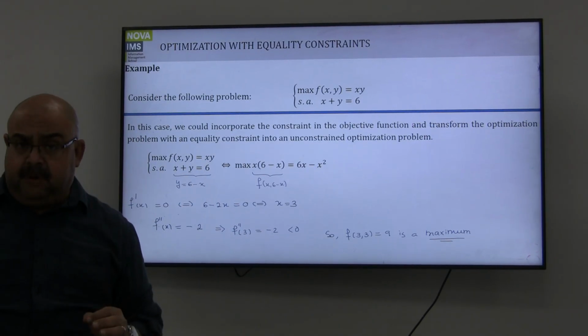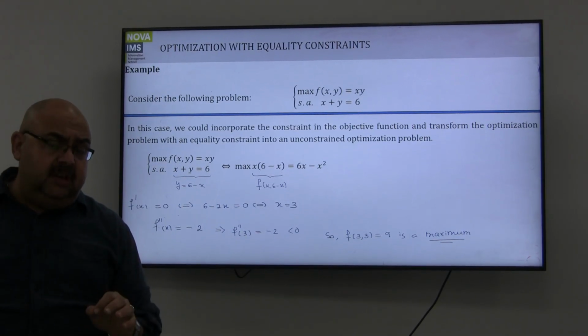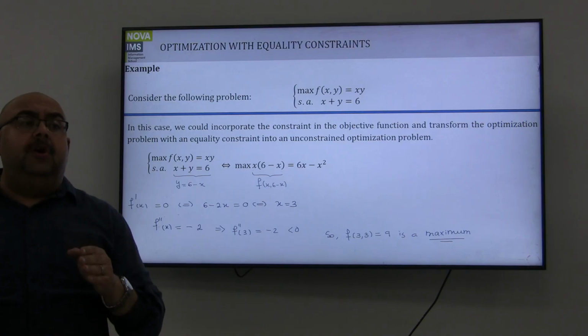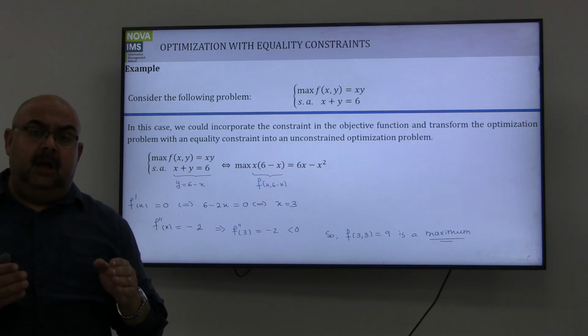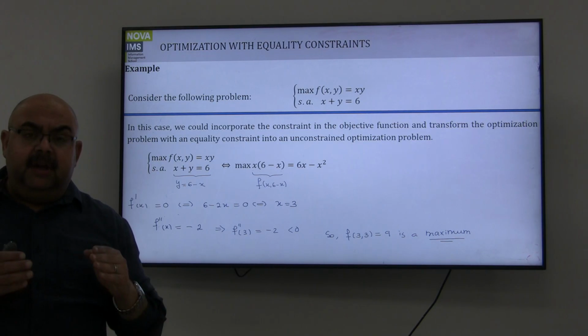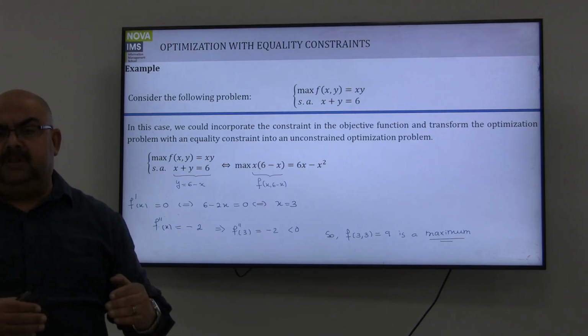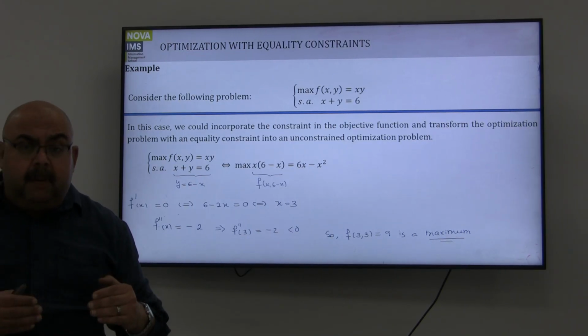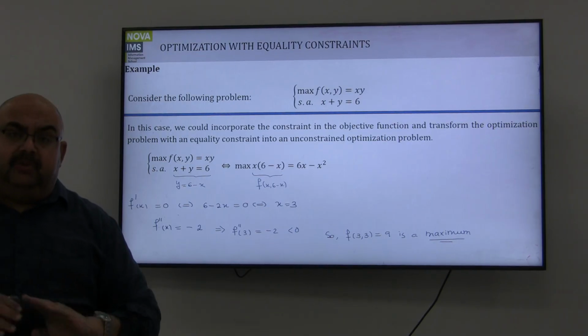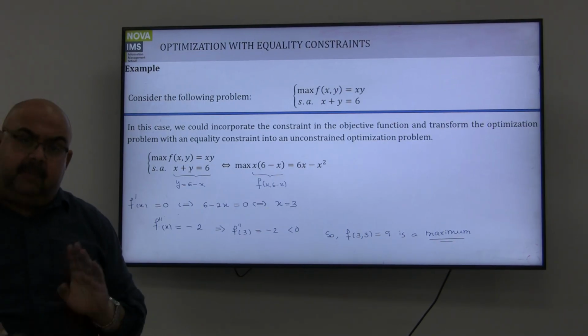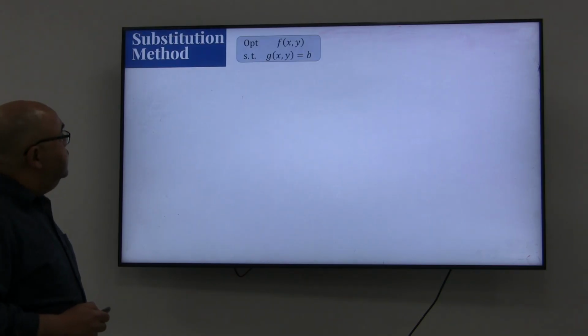So in this problem, I've succeeded in changing the constrained optimality problem into an unconstrained optimality problem, and solved it to the end, determining the critical point and the nature of this point. More examples on this.